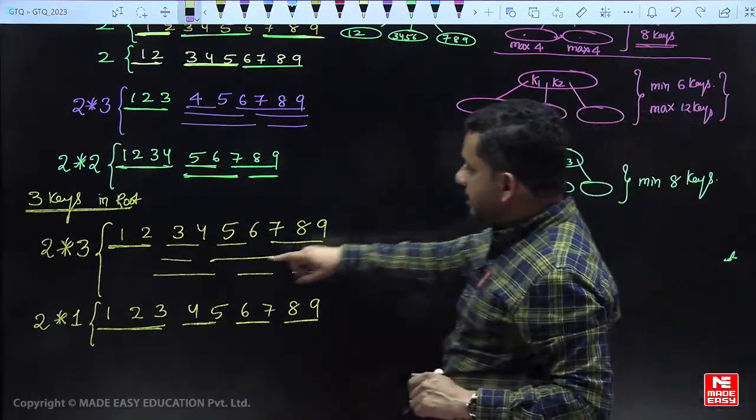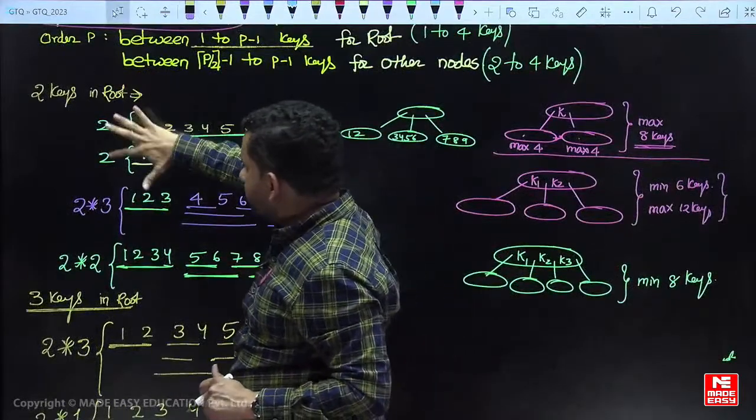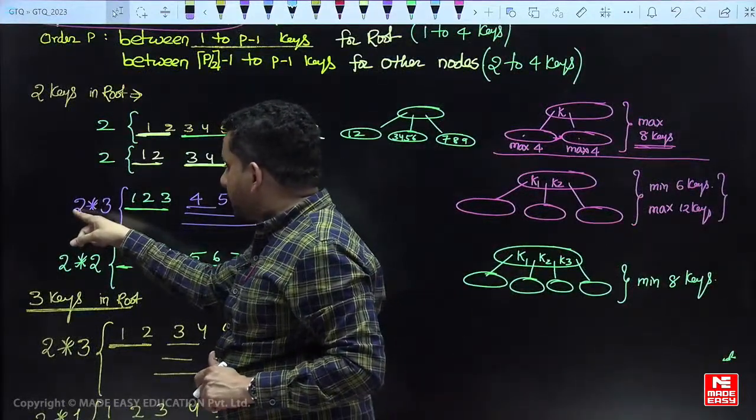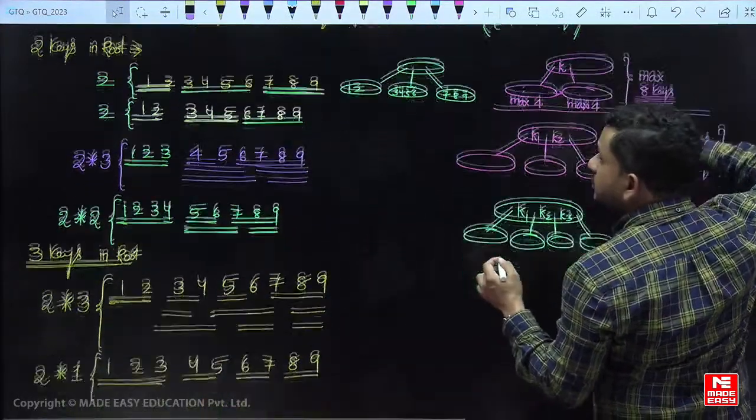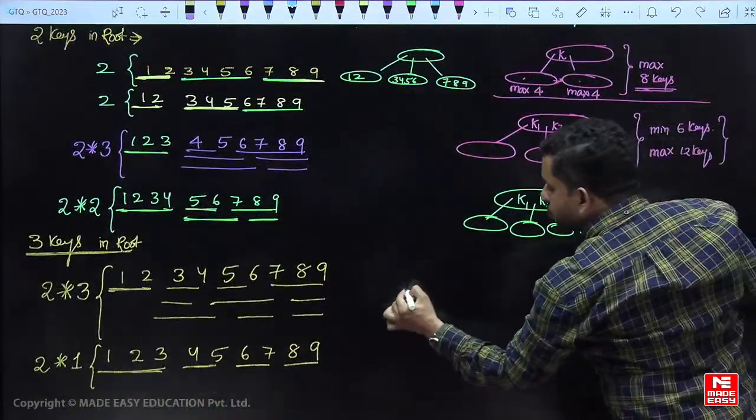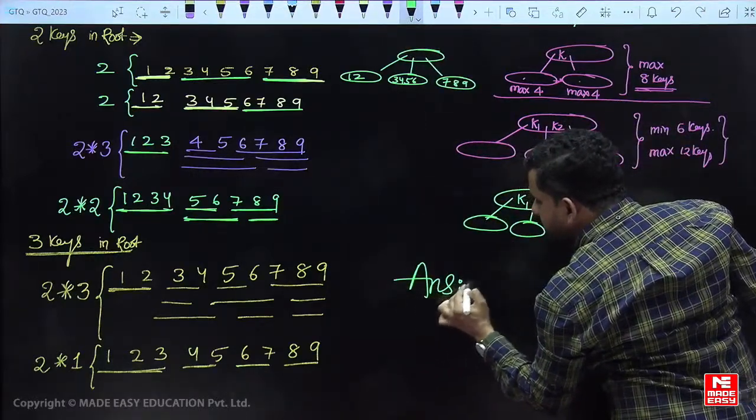So then how much is this? 6 plus 2 is 8, so 10, 12. Then 12 plus 6 is 18, 18 plus 4 is 22. So these are the total possibilities: the total number of B plus trees is 22.